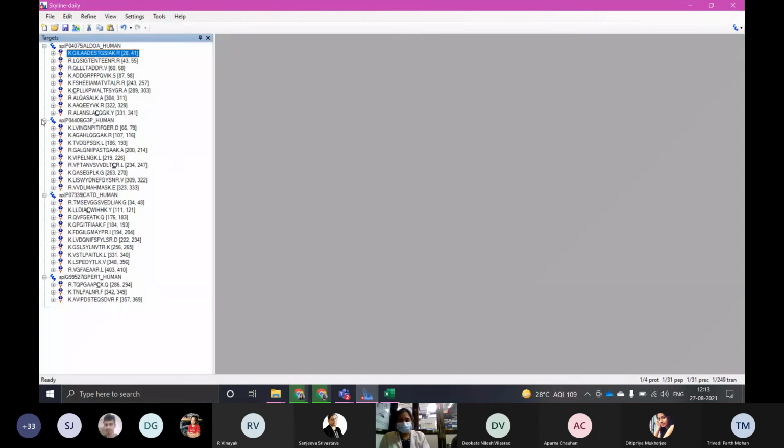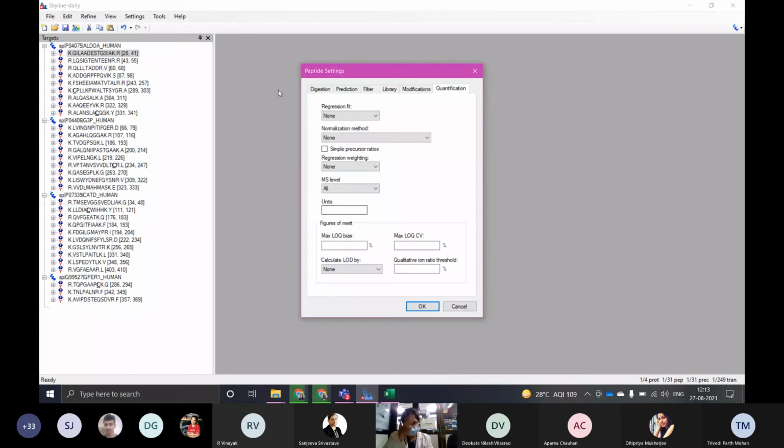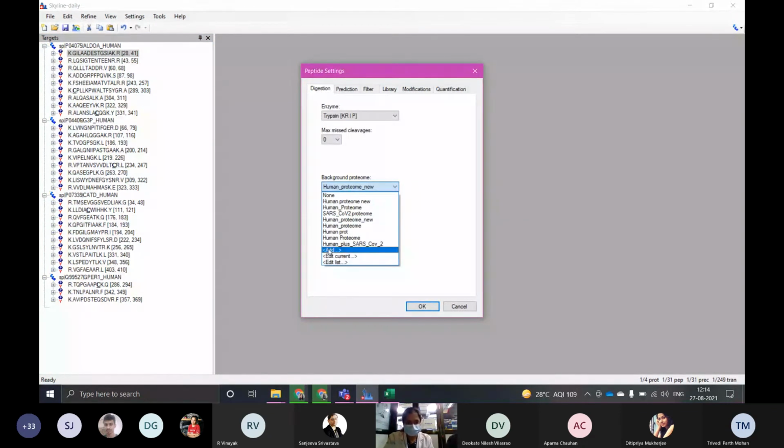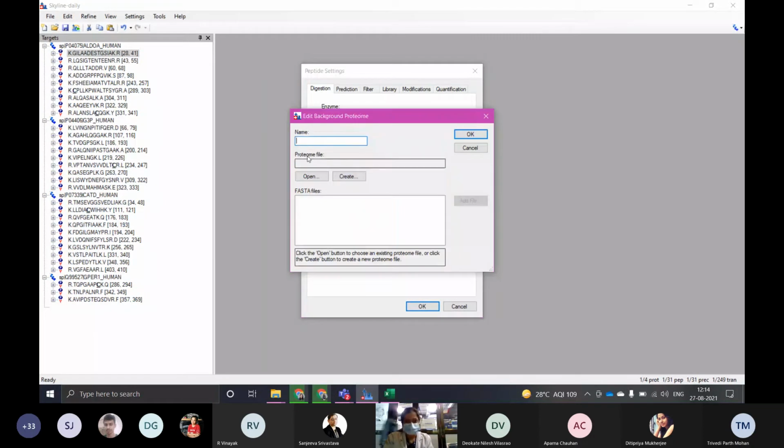So that is an overview of how you create a transition list. Because I was not clear about how to make a background proteome, I'll quickly go through that. You go to add, you go to peptide settings, background proteome, add. Here you give some name like human proteome.